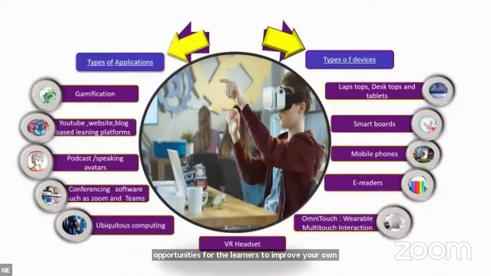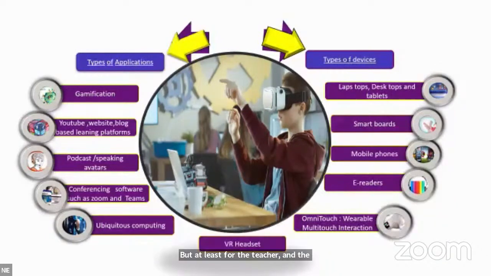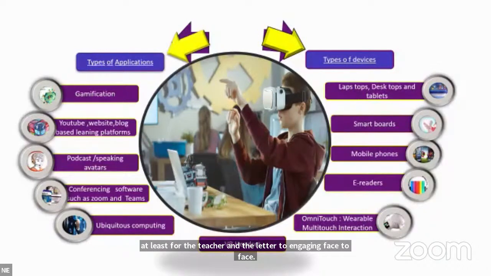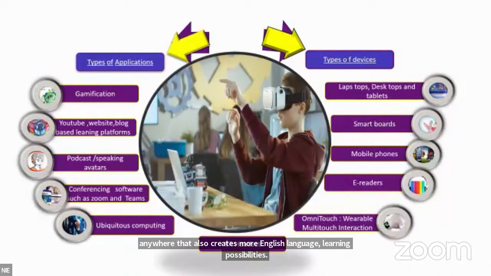Conferencing applications such as Zoom and Microsoft Teams pave the way for the learner to interact with others, providing more opportunities for the teacher and the learner to engage in face-to-face conversation. Apart from that, another software that added to emerging technology is ubiquitous computing. That is a concept in computer science where computing is made to appear anytime and anywhere. That also creates more English language learning possibilities in and out of the classroom.